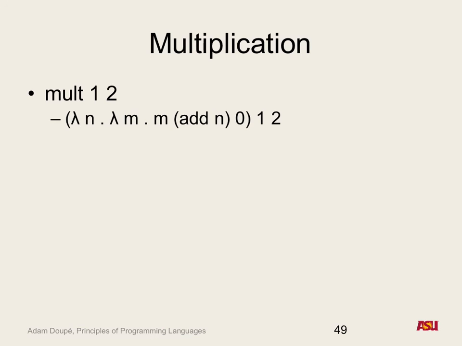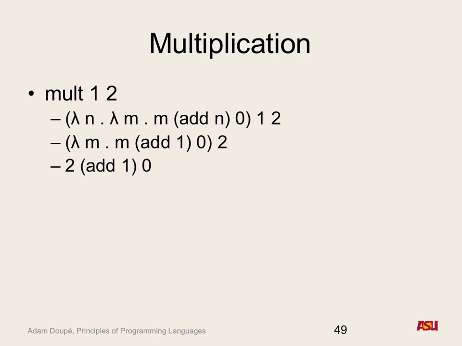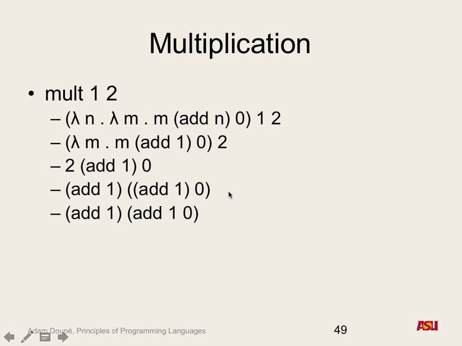Multiply 1 and 2. So we have our same thing in here. We have the definition of multiplication. And we can see substituting 1 in for the n and substituting 2 in there. So we're basically going to do first add 1. Remember, the way we define numbers applies the first one, f of x, and then f of that result. So this is the same as add 1 to 0 and then add 1 to that result. So we have add 1 and 0, which is going to return us 1. And we have add 1 and 1, which is going to return us 2. So now we get to 2. Cool.